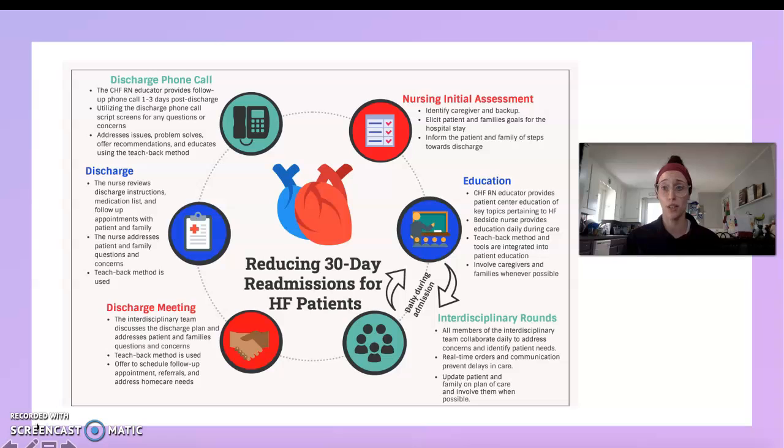1 to 2 days later, we'll reach the next intervention, which will be the actual discharge, and here the nurse will be with the patient and the family member and discuss the discharge instructions on the after visit summary, medication list, and follow-up appointments with the patient and family. Again, they'll address any questions and concerns the patient has utilizing the teach back method.